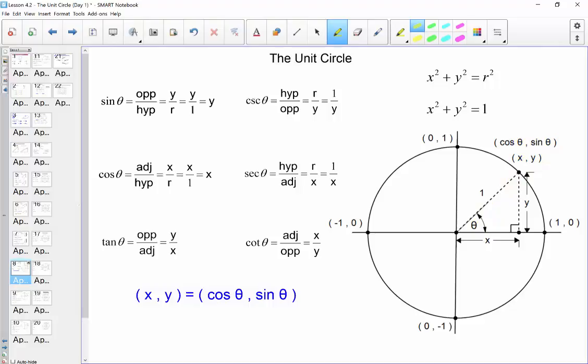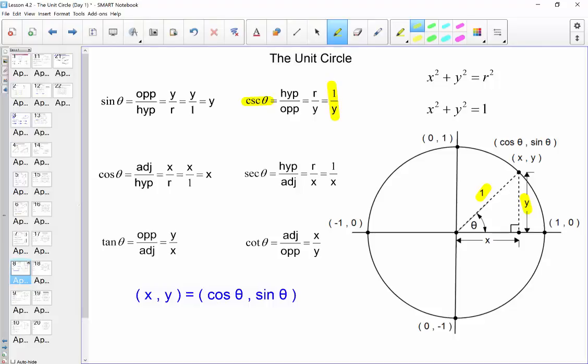Now the other trig functions still apply. When we put our special triangle within the unit circle, we can also determine the tangent of an angle, y over x, relative to angle theta. Same thing with cosecant, secant, and cotangent. For example, cosecant of theta is equal to the hypotenuse 1 over the opposite side, y. So all the trig functions apply.